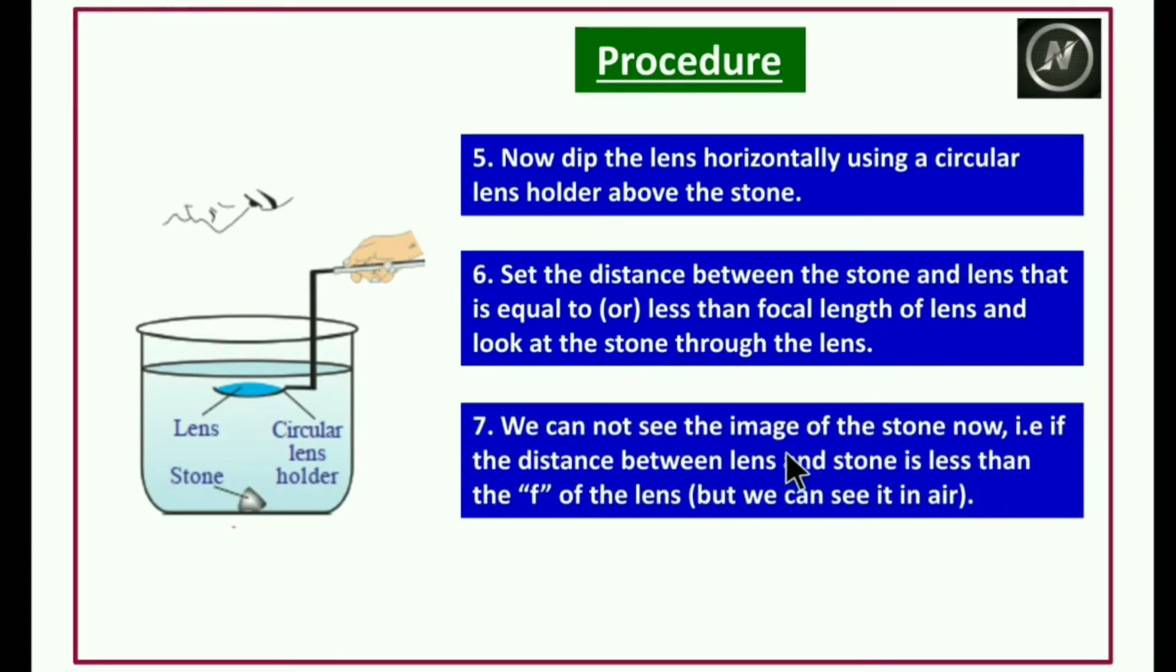We cannot see the image of the stone now. That is, if the distance between the lens and stone is less than or equal to f, we are not able to see the stone. But we can see it in air. With the same distance, if you observe in air using this lens, we can see the stone through this lens by keeping the distance equal to the focal length. But in water, we cannot see that.